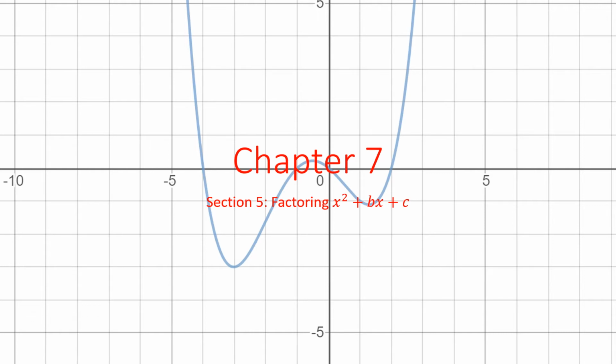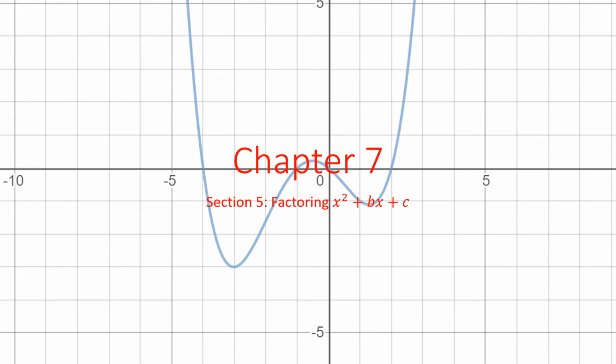Welcome back to section 5 of chapter 7. In this section, we are going to be starting to factor trinomials back into their binomial factors. So we're not just seeing what they have in common and pulling that out. We actually have to factor, so we're going to get something plus something times something plus something.